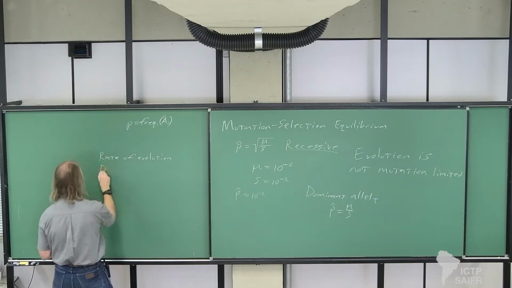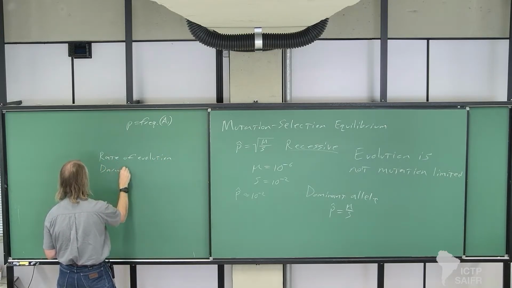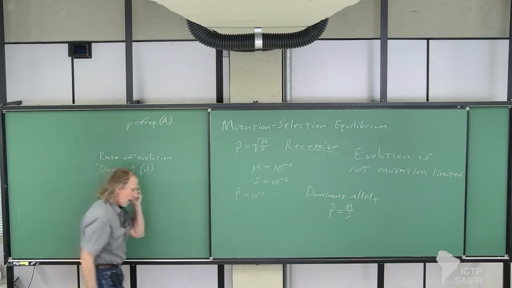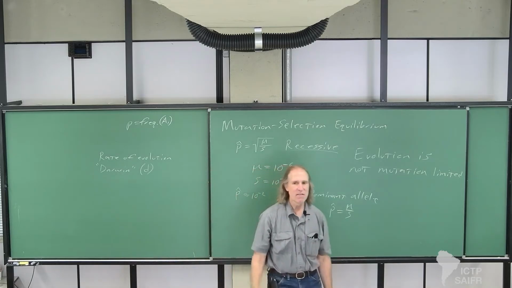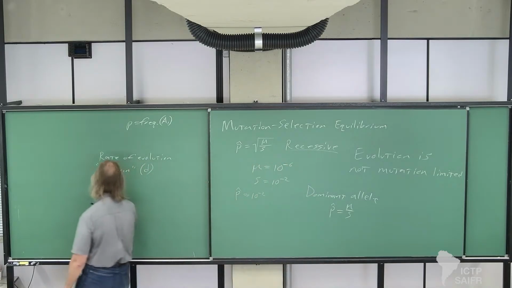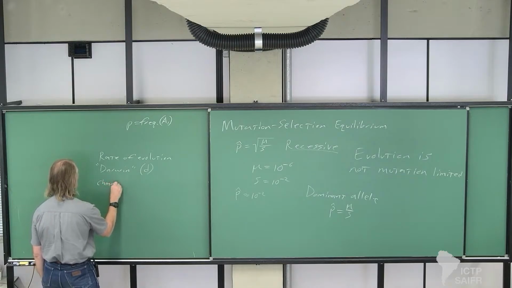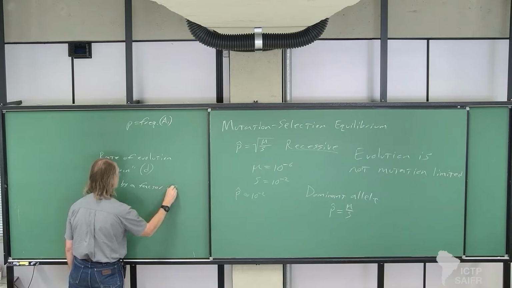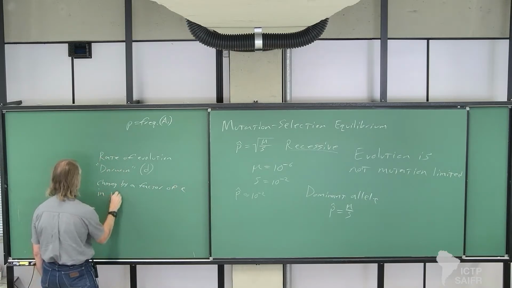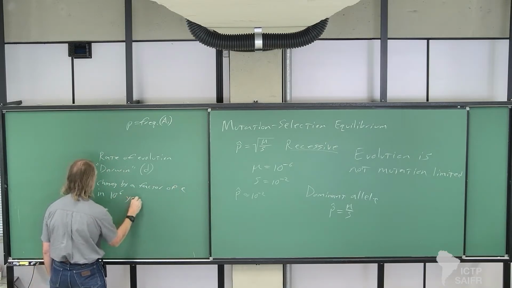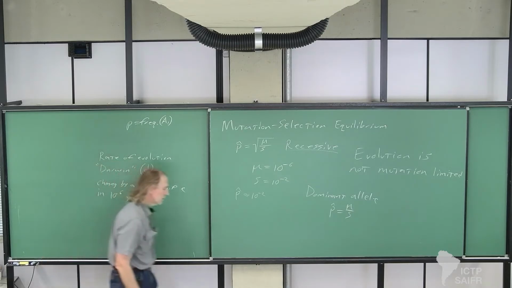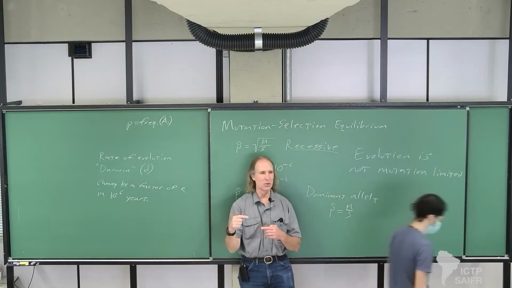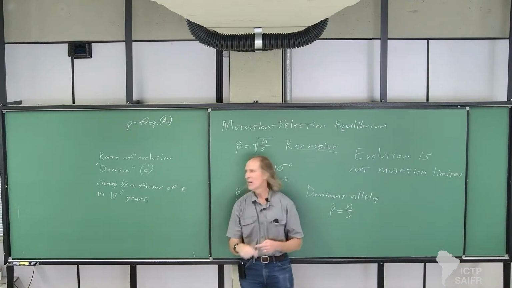And the unit he identified was a Darwin, designated lowercase d. This was a change by a factor of e in 1 million years, a change by a factor of e in 10 to the 6th years. You can guess that this involved taking a ratio of values and taking the log of that ratio. That's where the e comes from.